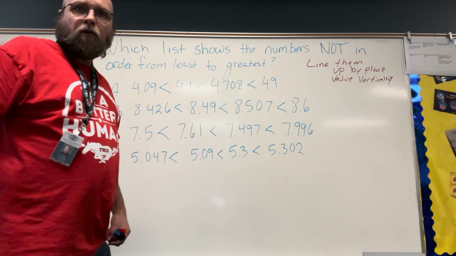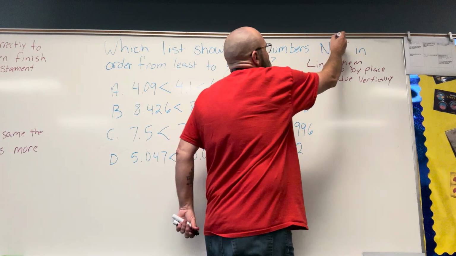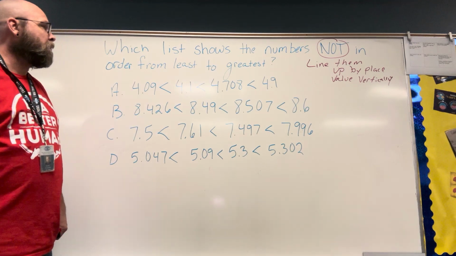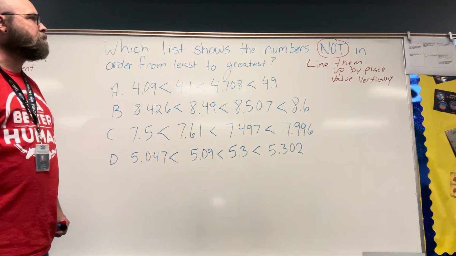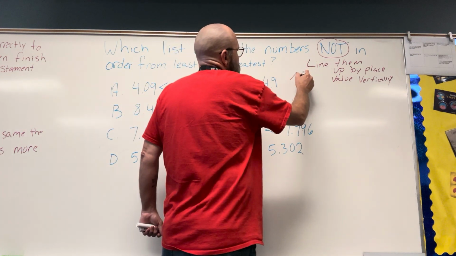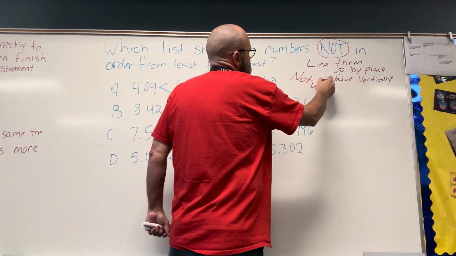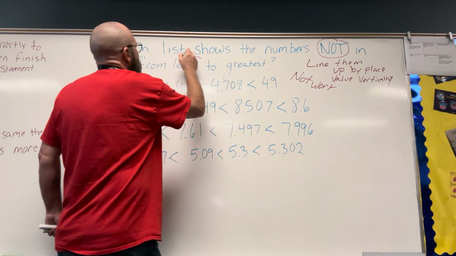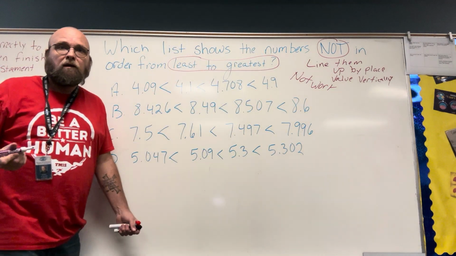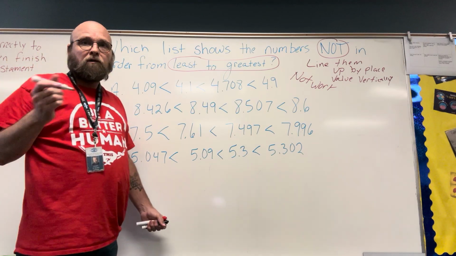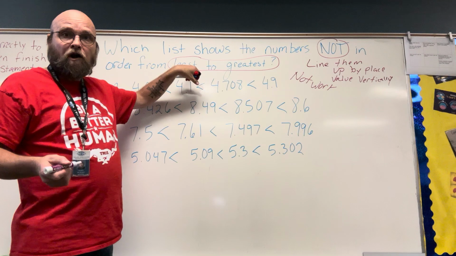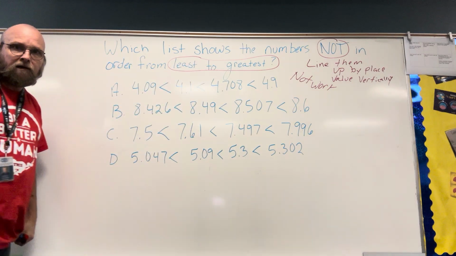And make sure that we understand not is a key word in this. Otherwise, we're going to end up putting what is from least to greatest. And so we want to find what does not work. We need to go least to greatest because there's a chance that the rest are least to greatest. So we need to make sure we understand that we're not looking at least to greatest.